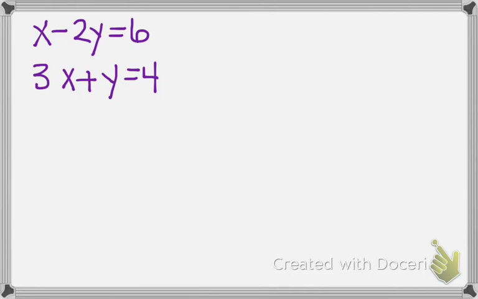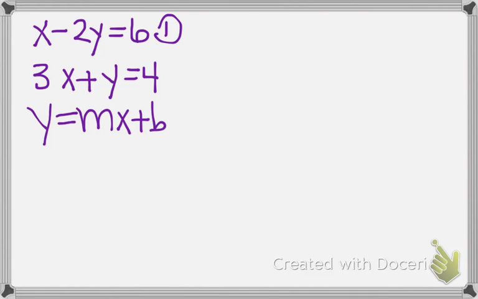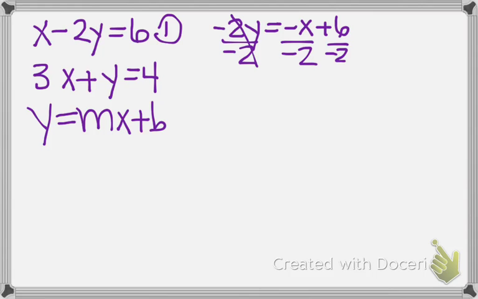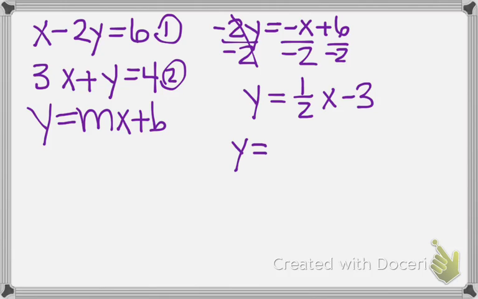Solve the system of equations. First thing we'll need to do is put these equations in slope-intercept form, which is y equals mx plus b. So for our line 1, we'll need to subtract x from both sides. Negative 2y will equal negative x plus 6. When we divide both sides by negative 2, y will equal 1/2 x minus 3. For line 2, we'll subtract 3x from both sides. So y will equal negative 3x plus 4.